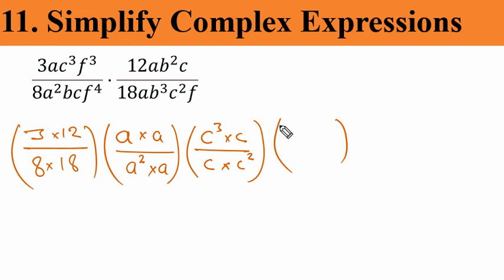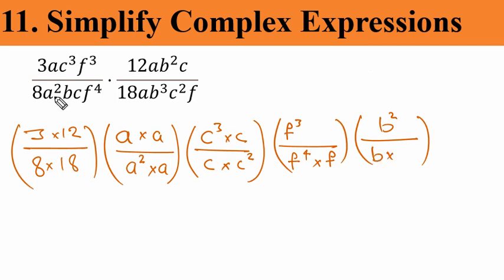Now f. I'm going in sequence, not just going a, b, c. What we have is f to the power 3, and then do we have f here? No. In the denominator, f to the power 4 multiply with f. Okay, good. Now is there anything else remaining? Okay, b to the power 2, so b square over b multiply b to the power 3, right? So now we wrote down all the variables and numbers.